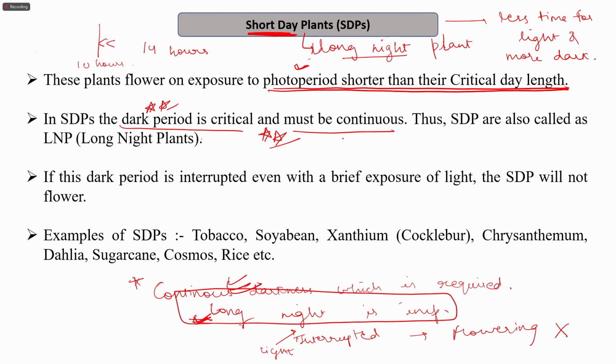So it is very important. Then we should remember short day plants as long night plants, because this will allow us to get a better concept: for long night plants, a period of continuous darkness is important. If this period is interrupted by the presence of light even for a very short period of time, then the flowering will stop, flowering will not take place. Thus SDPs are also called long night plants, and we should remember this.